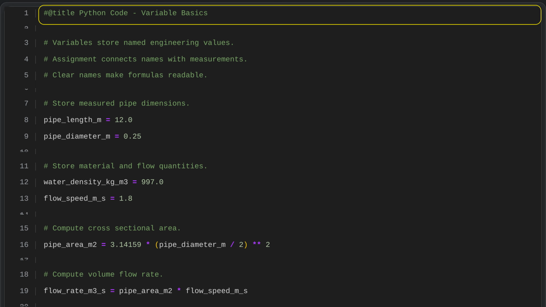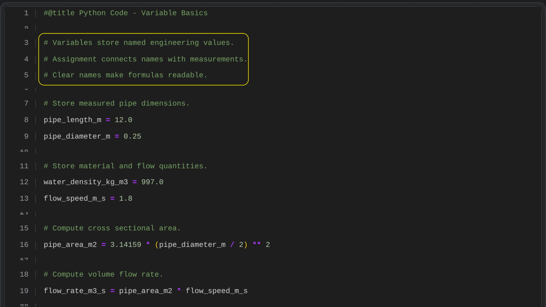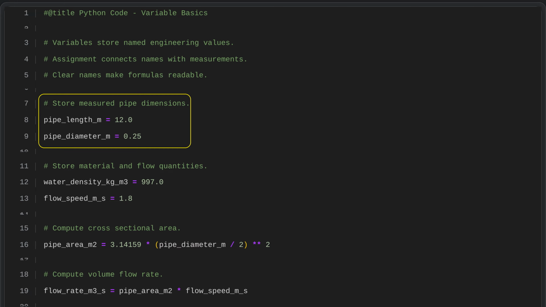Python code. Variable basics. Variables give names to engineering values, and assignment links those names to specific measurements. Using clear names makes formulas easier to read and understand. The pipe is defined by two measured dimensions, a length of 12 meters and a diameter of 0.25 meters. These values describe its physical size and provide the basic inputs for later flow and material calculations.